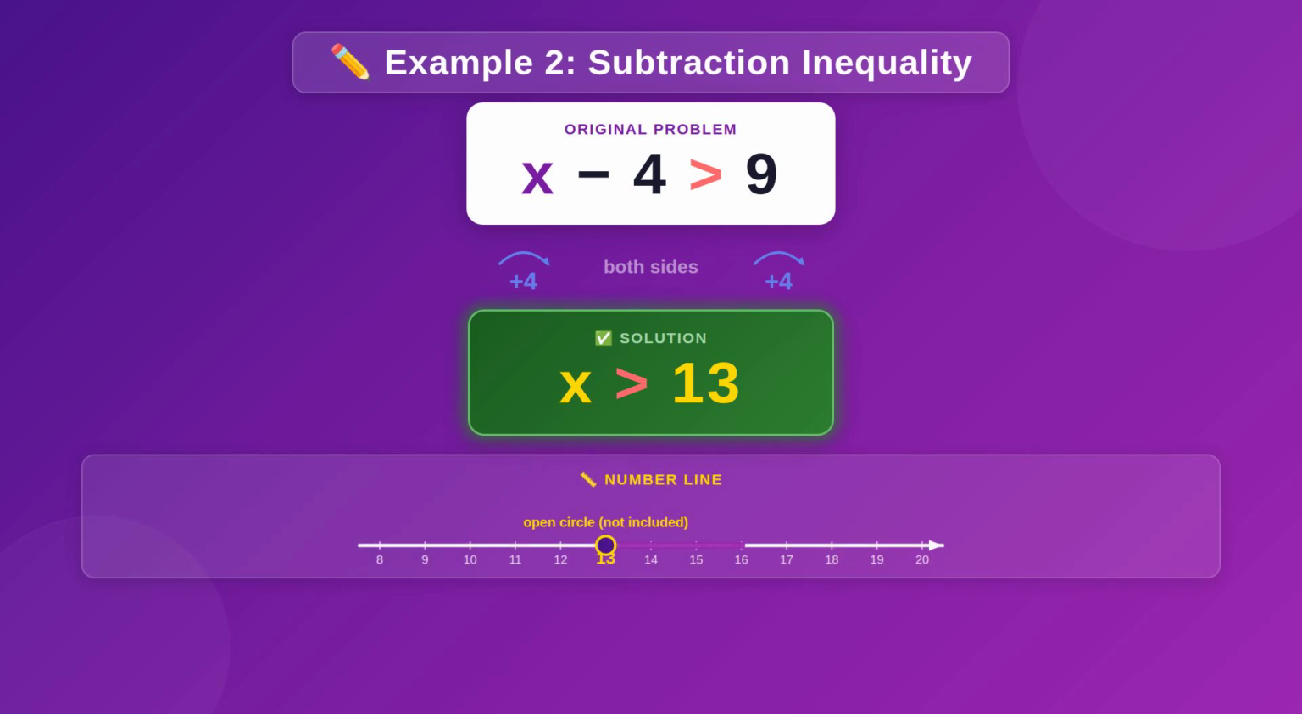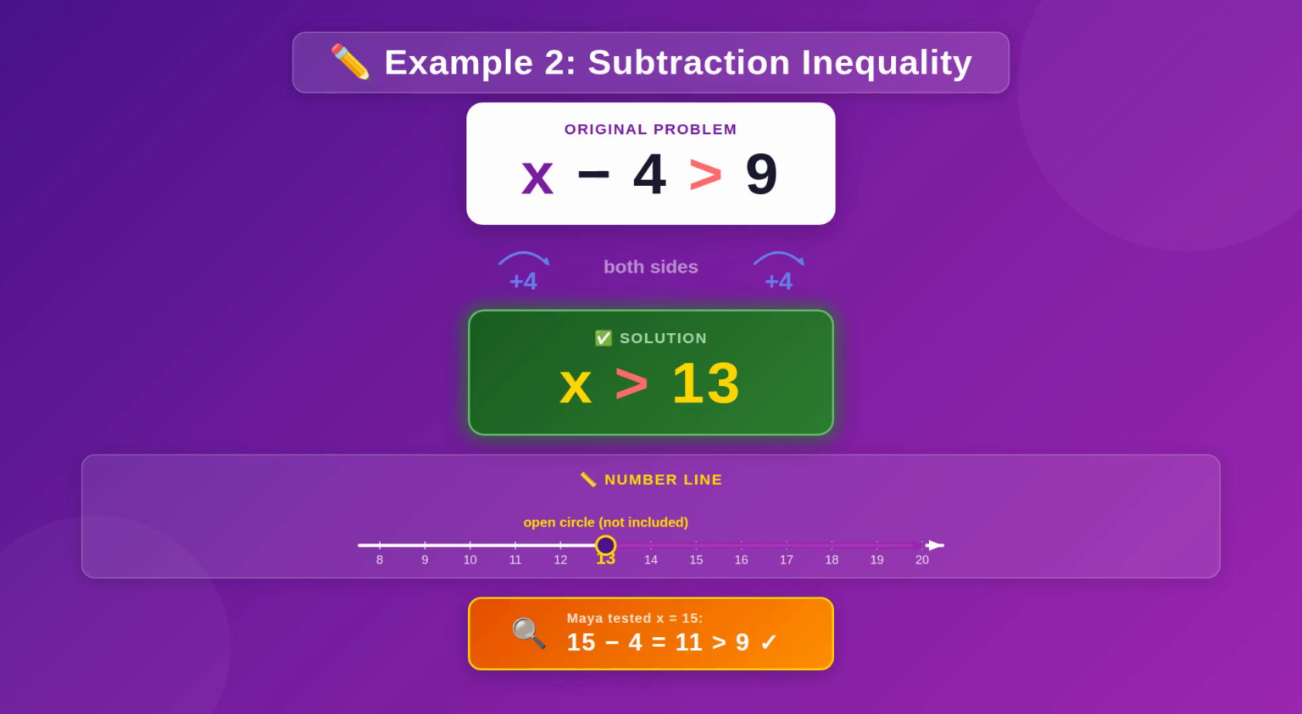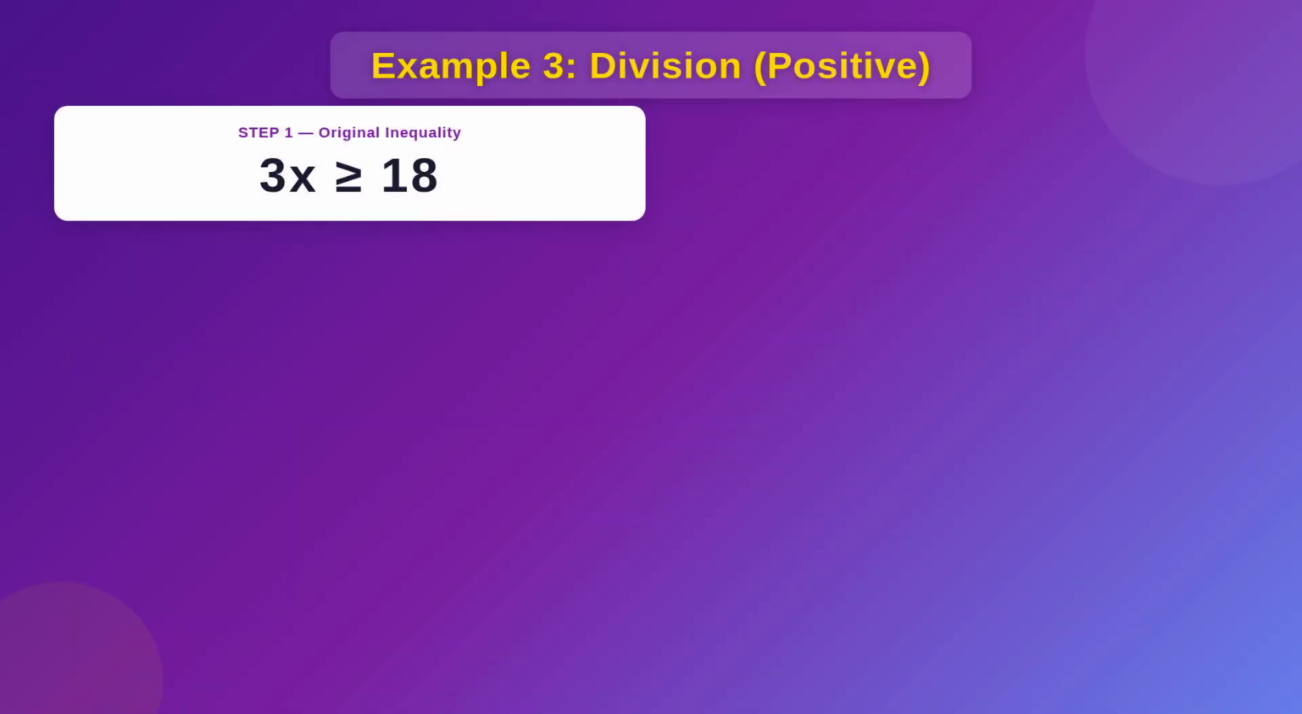On the right, 9 plus 4 equals 13, so x is greater than 13. Graphing time. Open circle at 13, because 13 is not included, it's strictly greater than, and shade the arrow to the right. Maya tested x equals 15. 15 minus 4 is 11, and 11 is greater than 9. Perfect, the solution checks out.